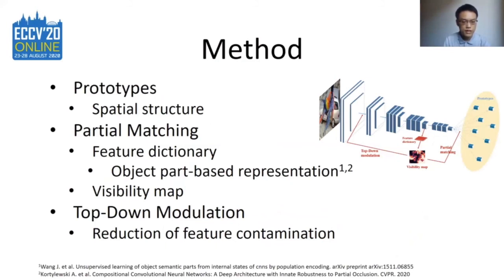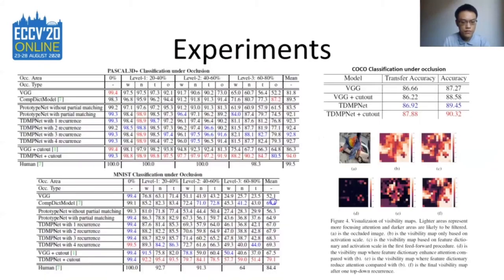be able to represent object parts, and is applied to produce a visibility map showing important object positions, which enables partial prototype matching. Further, inspired by the important role of top-down connections in neuroscience, a top-down modulation based on this visibility map is introduced to reduce the contamination of surrounding occluders during feature extraction.